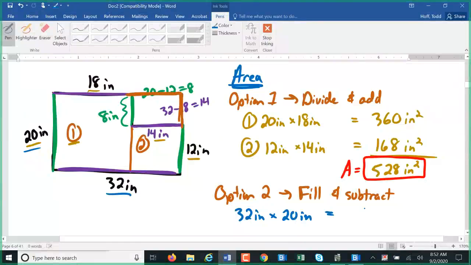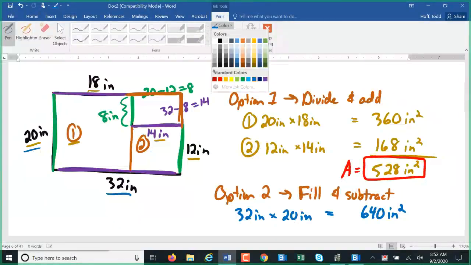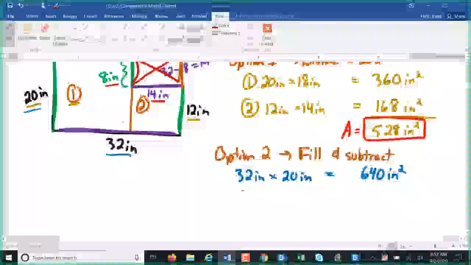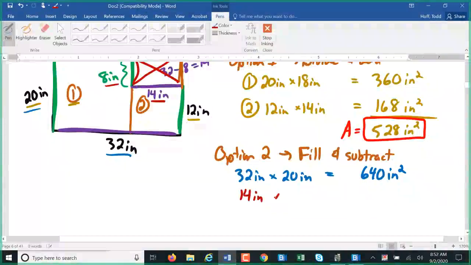32 inches times 20 inches is 640 square inches. And then from that, I have to subtract off this piece here that's missing. That piece, we found the dimensions, is 14 by 8. That's 112 square inches. By subtracting, I get 528 inches squared.